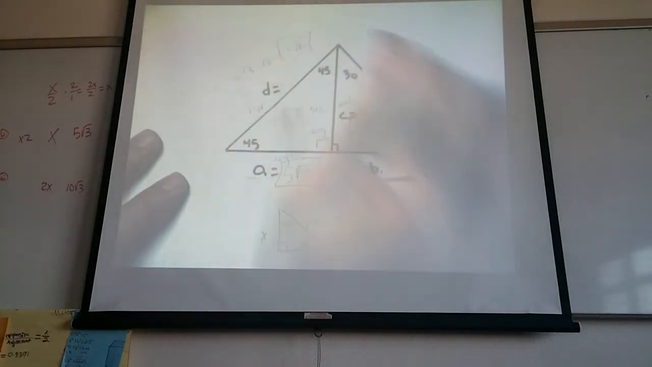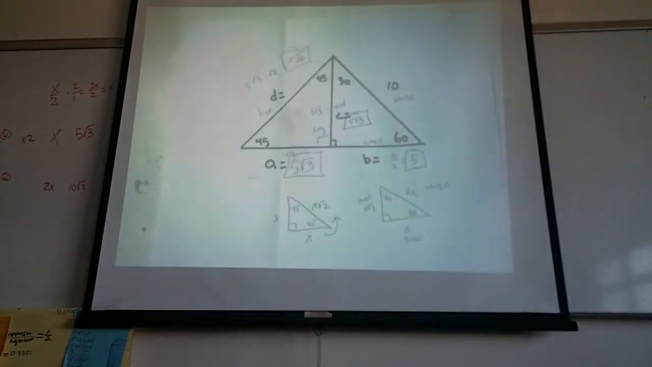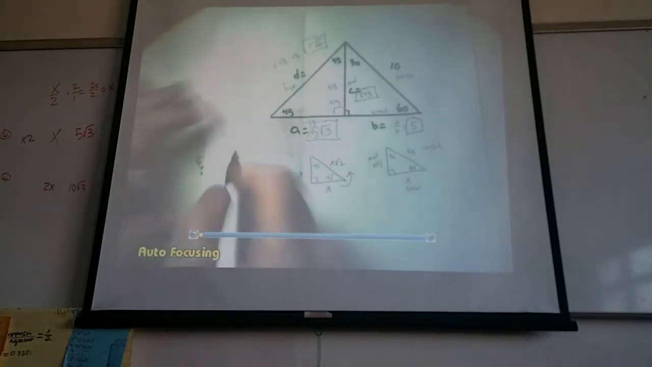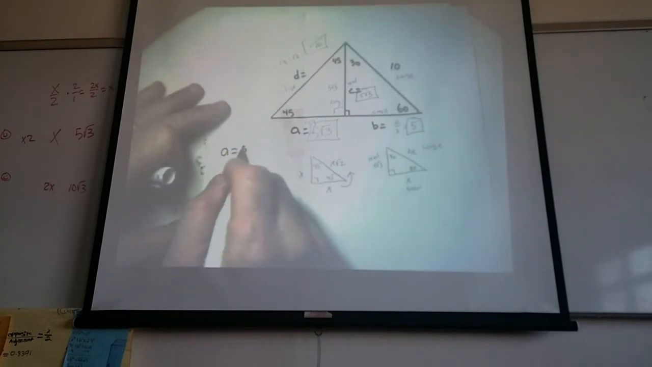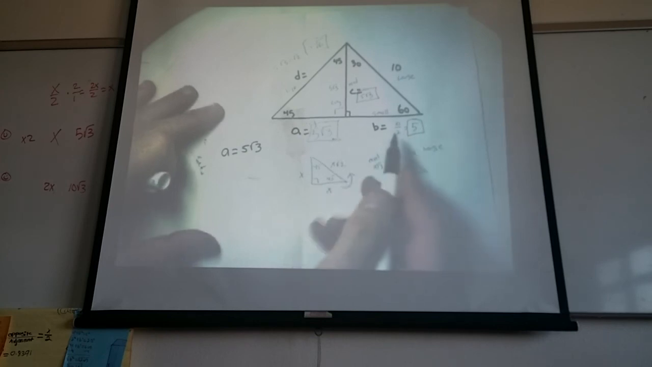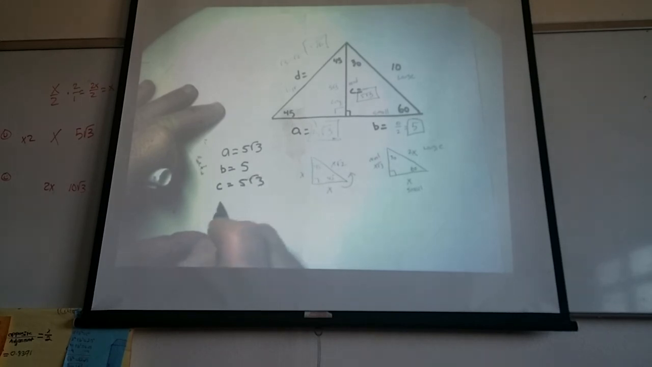I enclose that. And now you want to make sure, because I left quite a mess here, you want to make sure you write this in an organized way here. So I'm going to say A equals 5 square root of 3 from here. B equals 5. C equals 5 square root of 3. D equals 5 square root of 6.